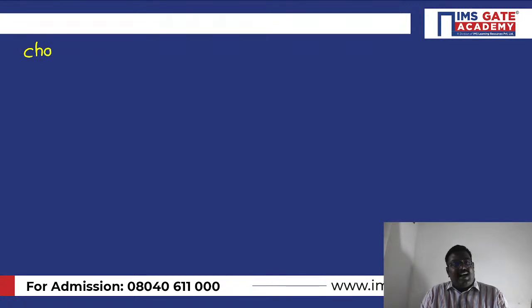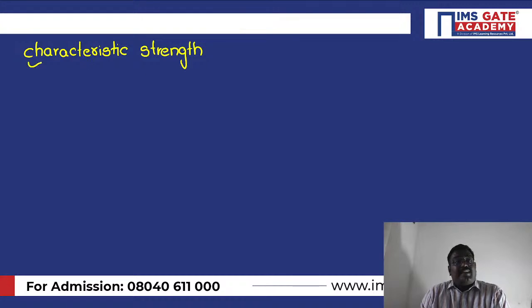Characteristic strength is defined as the strength at which 95% of the test results are expected to pass. The characteristic strength of concrete is the strength at which 95% of the test results are expected to pass, or only 5% of the test results are expected to fail. So this is exactly what characteristic strength is.